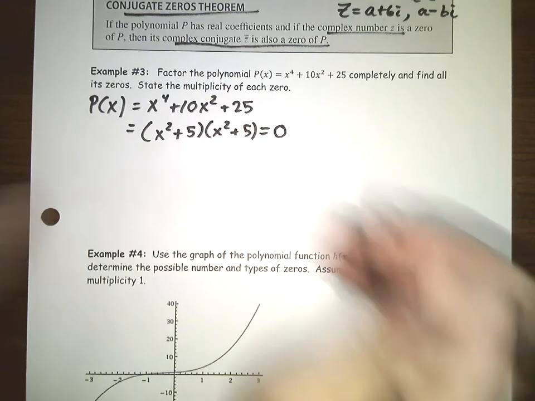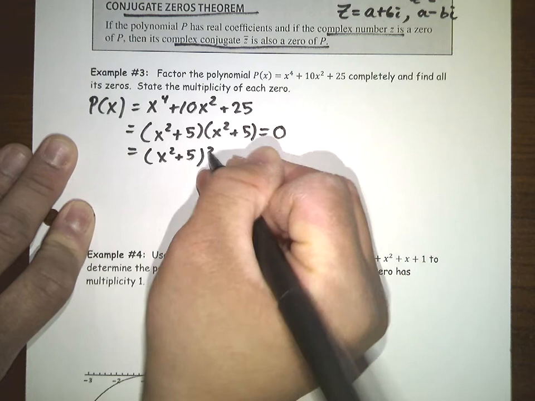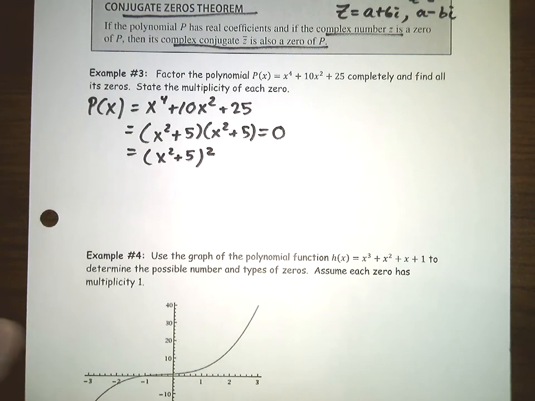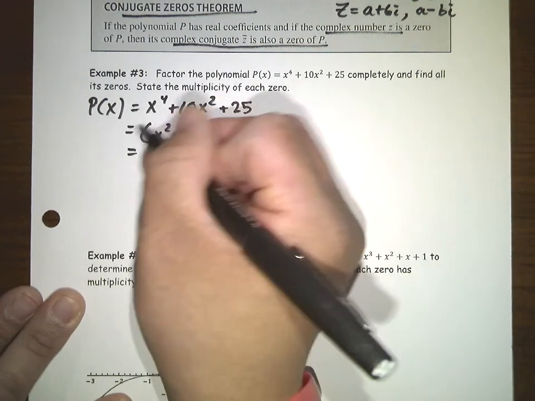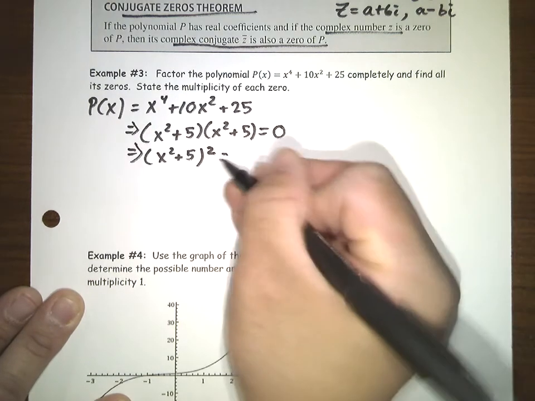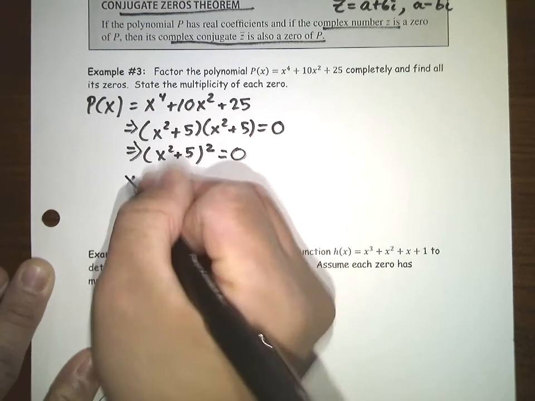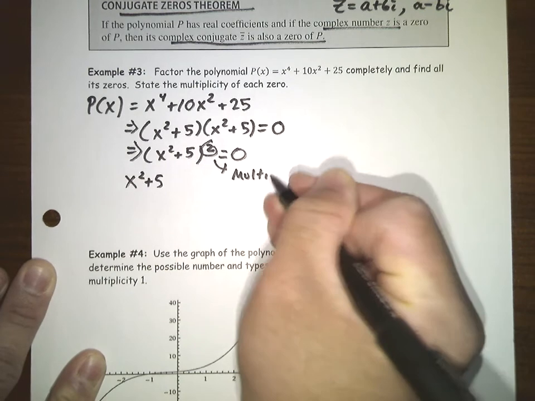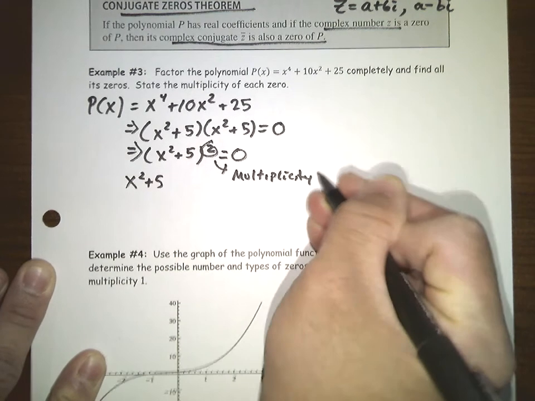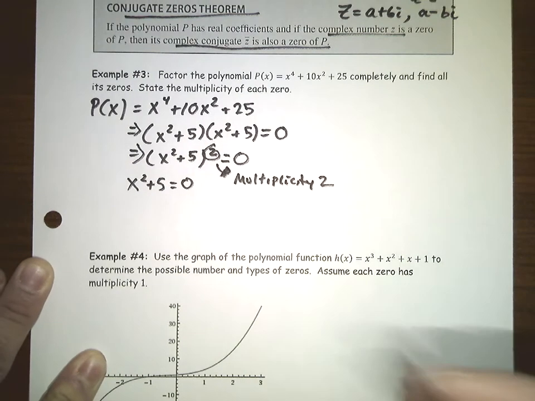And then I see that this is x squared plus 5 squared, right? So, by the way, if I want to see where the zeros are, then I know whatever I get for solving this x squared plus 5, that's going to be multiplicity 2, because this was the second power, all right? So set this factor equal to 0.